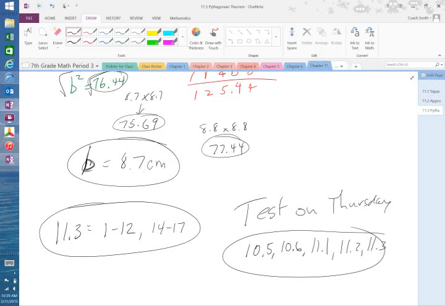So the only day you would have tutoring for this is on Thursday morning? No, you can come tomorrow. I have it on Wednesday. I don't have it on Thursday. I have it Wednesday.